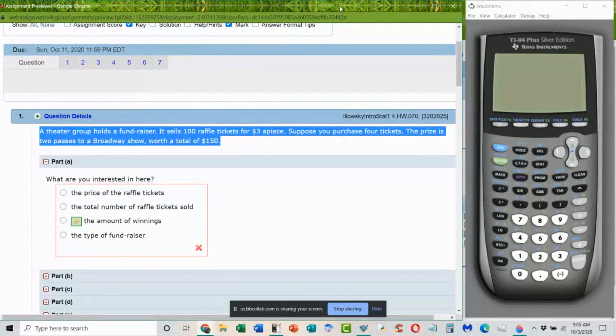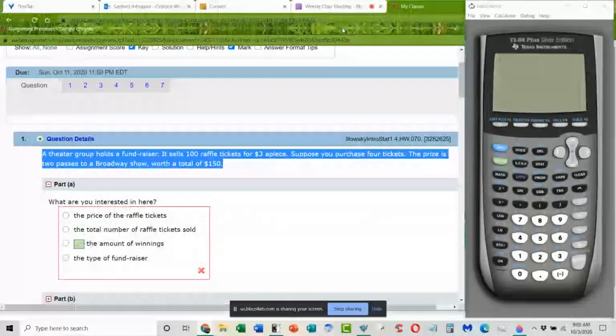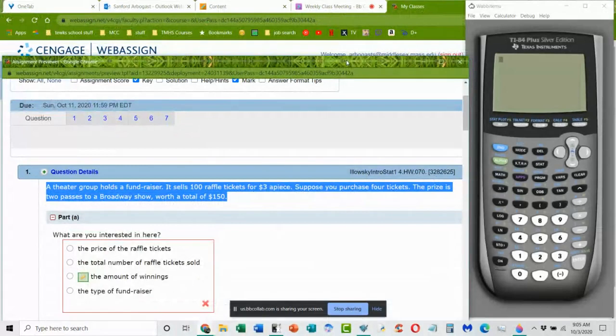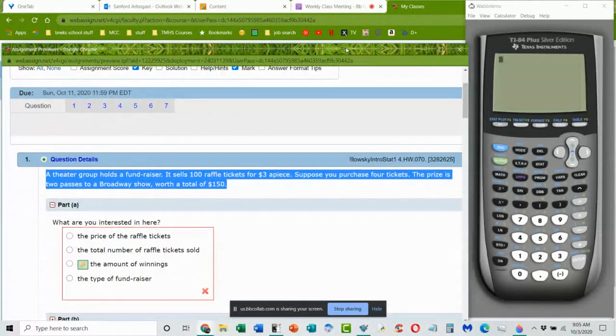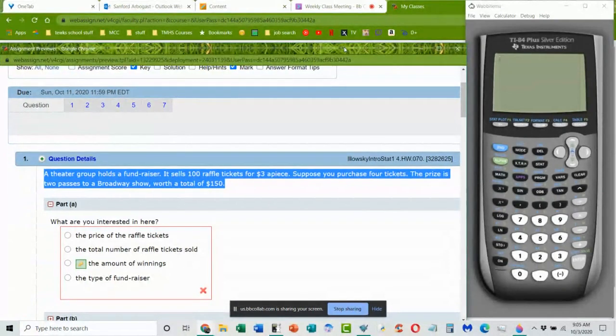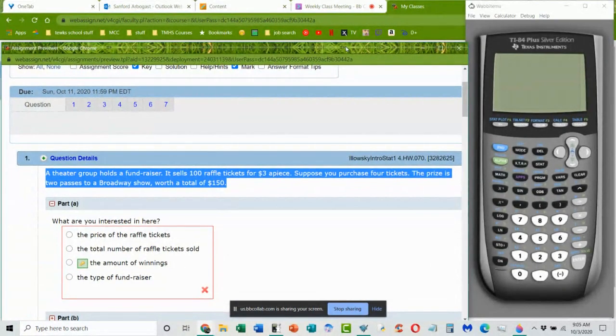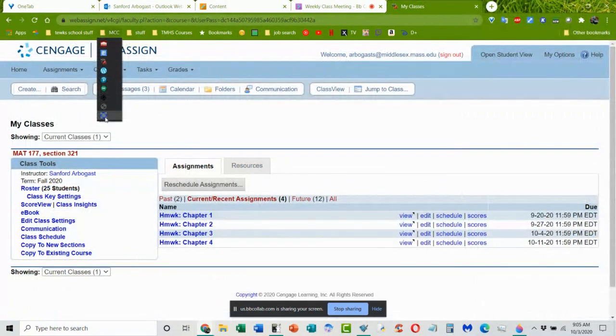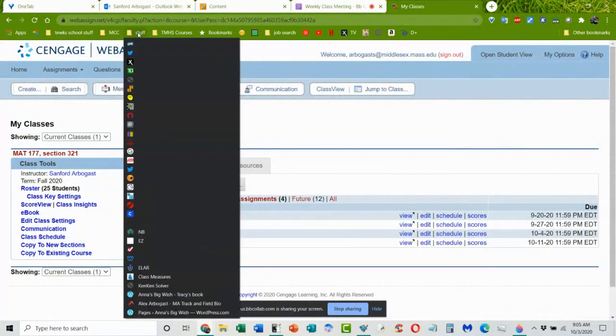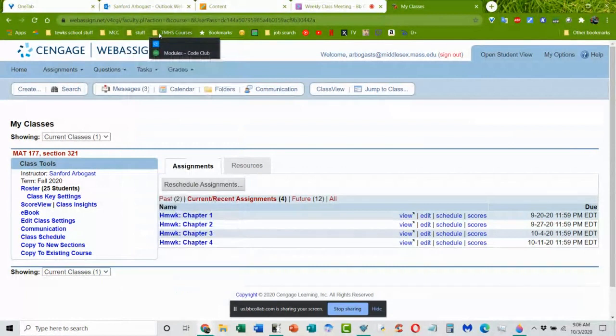What was that site that I had? Did I save it here? Or was it at school? I don't remember now. No, I think it was here. Of course, I don't think I saved it.